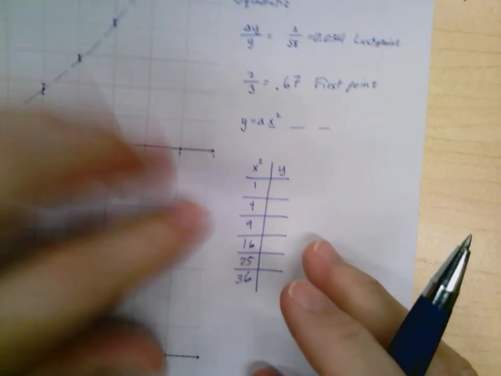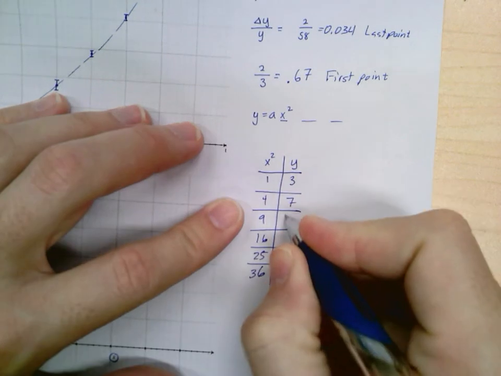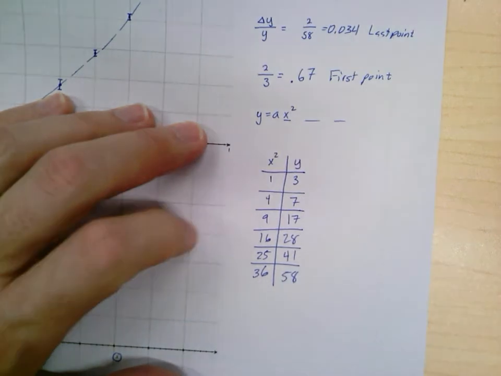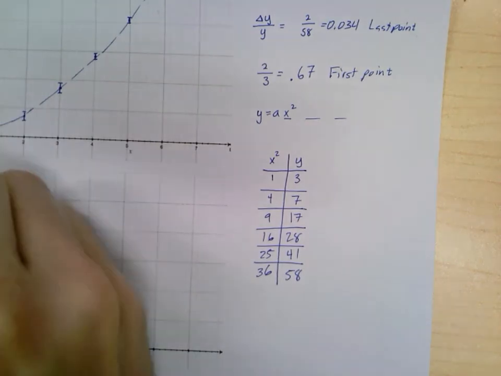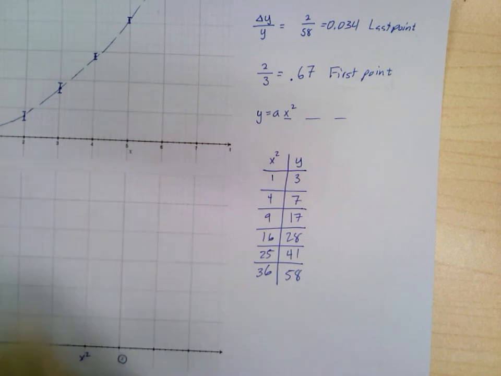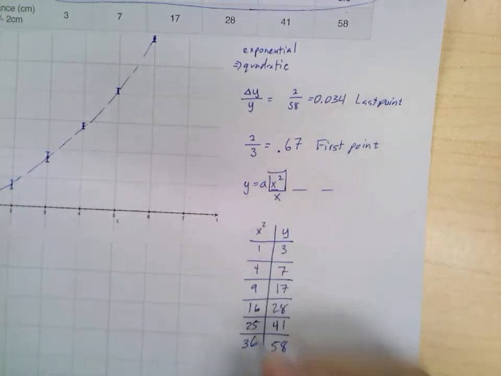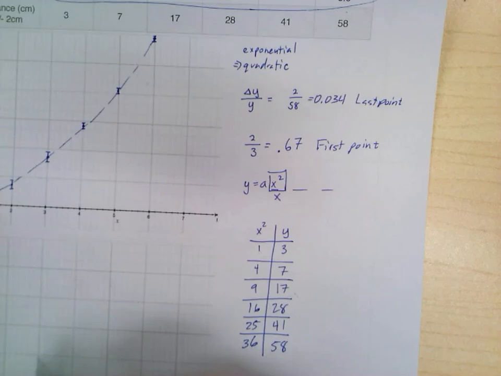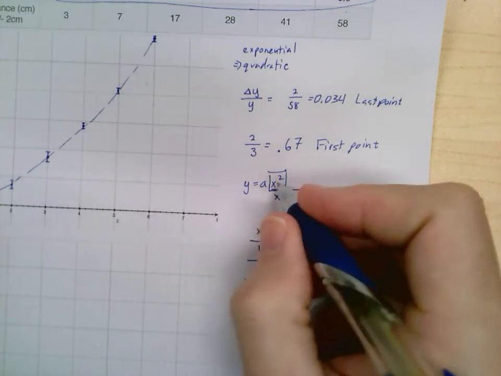Now y, I'm going to leave exactly the same way. So I'm just going to copy those down from my table. So 3, 7, 17, 28, 41, 58. Now watch what happens when I graph this new thing. On the x-axis I now have x squared, and on the y-axis I now have y. Now if this is really quadratic, what do I expect? X squared is now x. So what would I get if I graphed y equals ax? Well, I should get a linear graph. That's why this is called linearization. So if x really has that quadratic relationship, then this should linearize my graph.